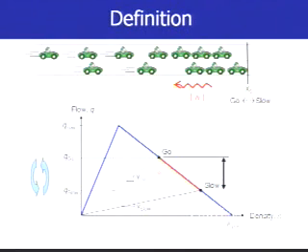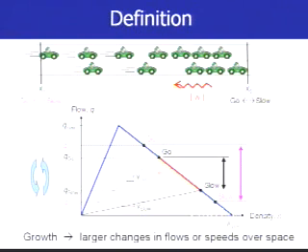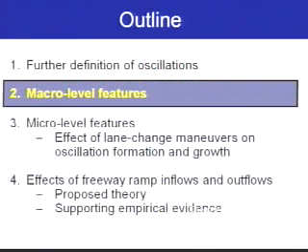And the change in states propagates upstream at the speed equal to w. Again, the wave propagates backward since the slope is negative. And I say that oscillations grow if the change in flow or speed becomes larger as the wave propagates upstream. And I measure the amplitude of oscillations with respect to the longer run average flow or speed to account for the changes in average state. So that concludes the further definition of oscillations.